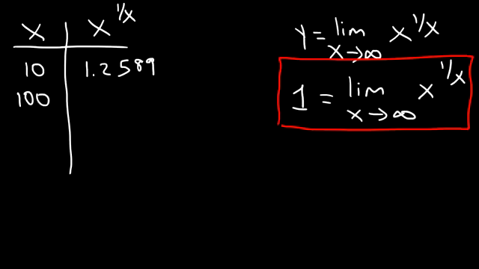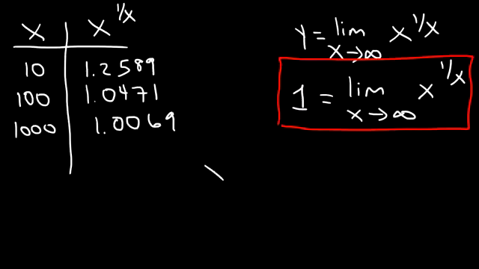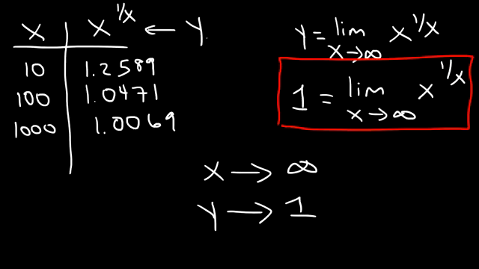Now let's choose a larger value for x. Let's try 100. 100 raised to the 1 over 100 is 1.0471. So it's getting closer to 1. So let's try 1,000. 1,000 raised to 1 divided by 1,000, that's 1.0069. So as x gets larger and larger as it approaches infinity, we can clearly see that y is approaching 1, where y is basically x raised to the 1 over x as x approaches infinity.